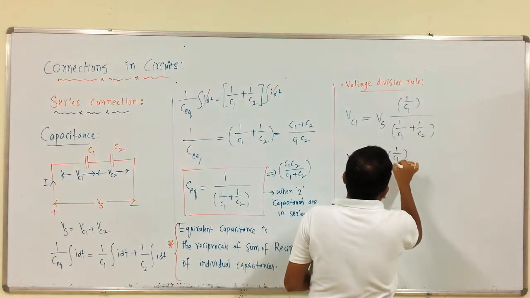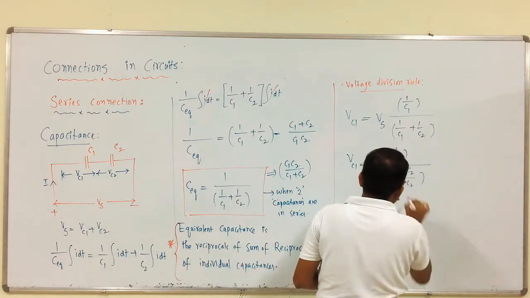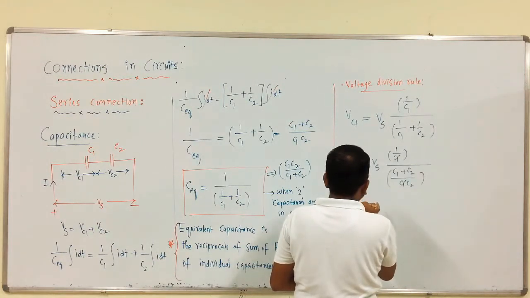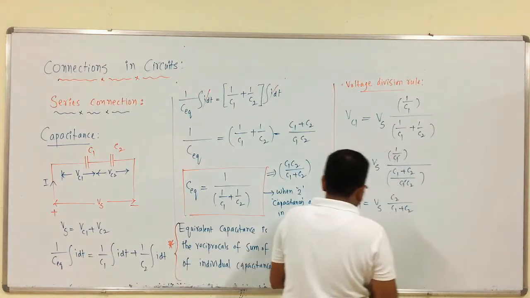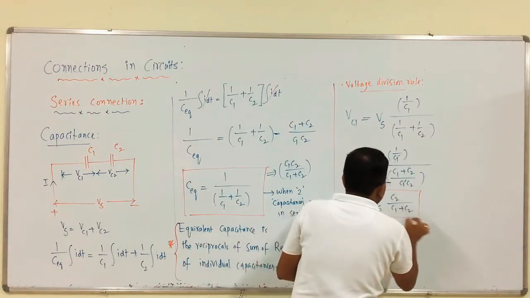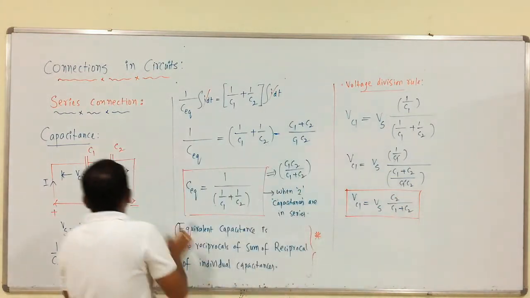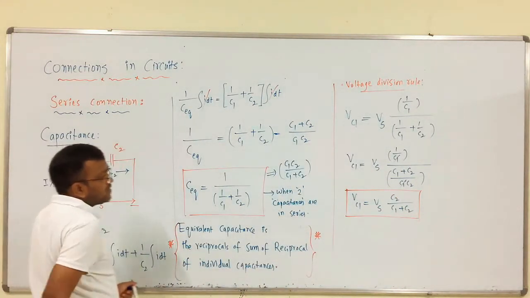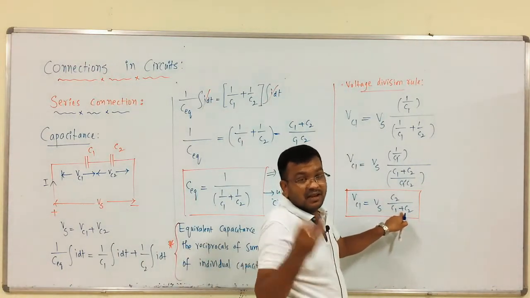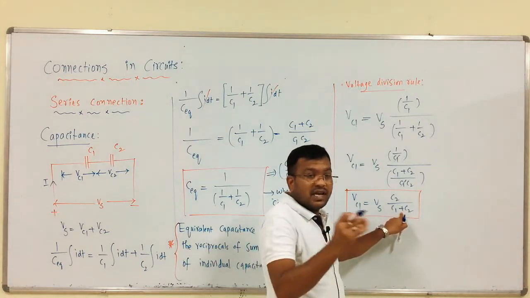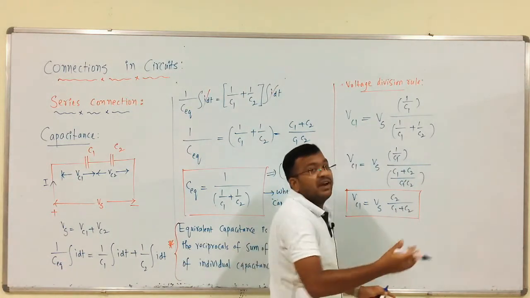1 by C1 by C1 plus C2 by C1 C2. From this, C1 gets cancelled. Therefore, VC1 is equal to Vs into C2 by C1 plus C2. To calculate the voltage across C1, we take the total voltage into the opposite branch capacitance by total capacitance. This is the magic of capacitance. We get the same relations in the case of resistance and inductance, but in the case of capacitance we are going to get a different case.